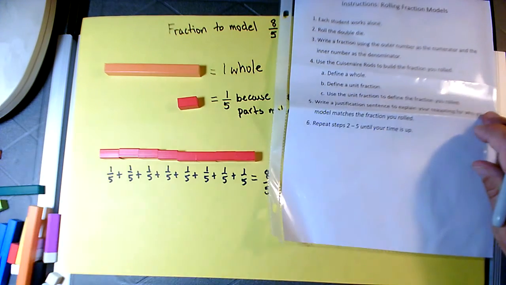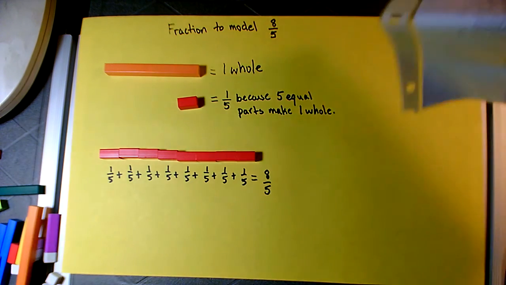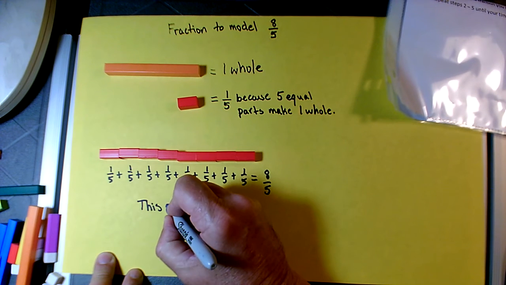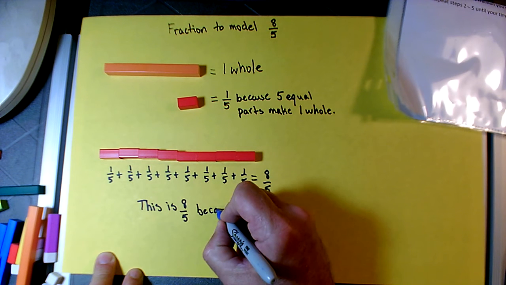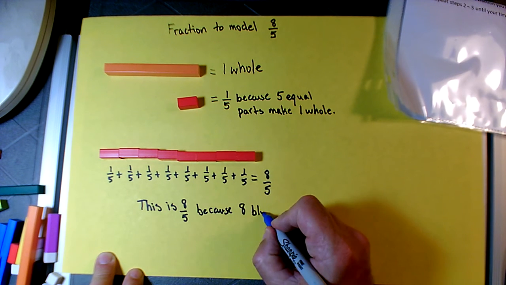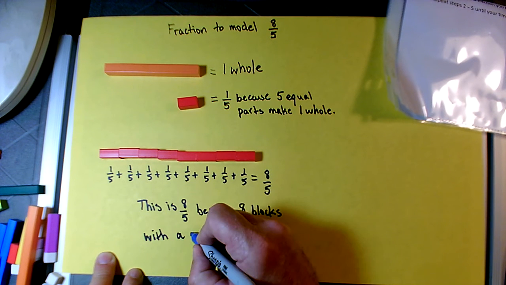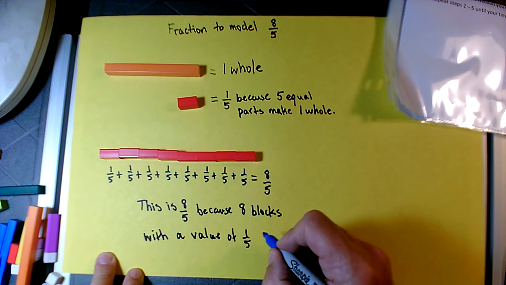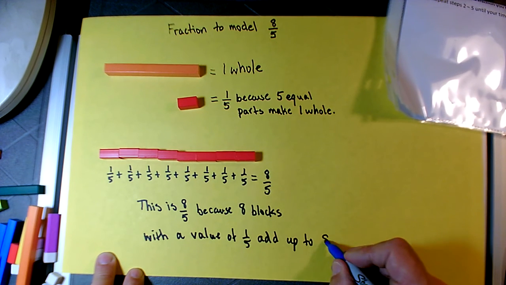All right. Now, write a justification sentence to explain your reasoning for why your model matches the fraction you rolled. Okay, so my justification statement is, this is 8/5 because 8 blocks with a value of 1/5 add up to 8/5.